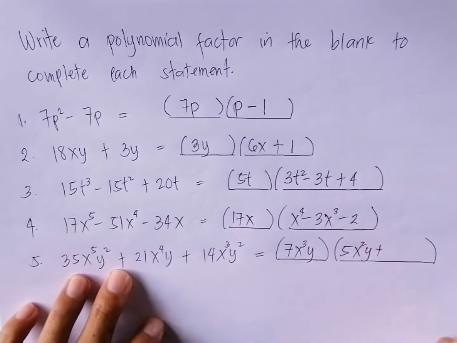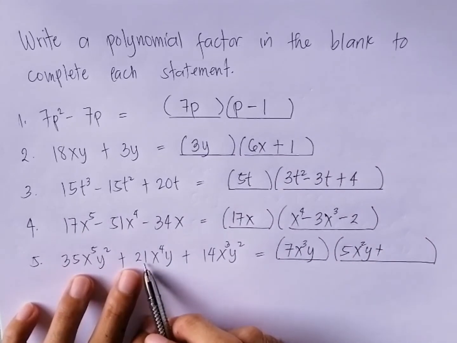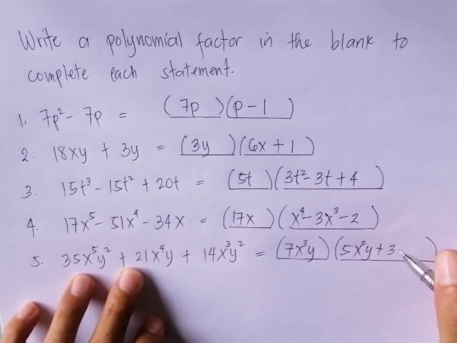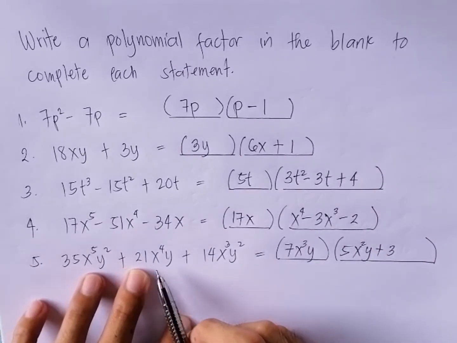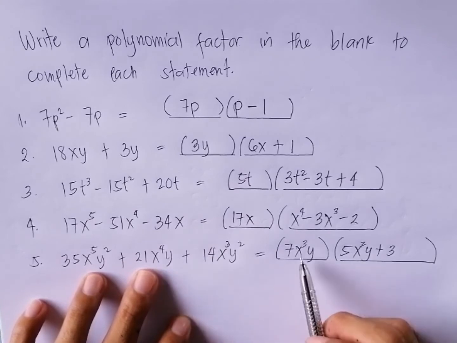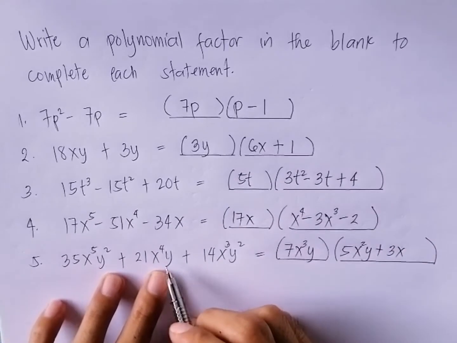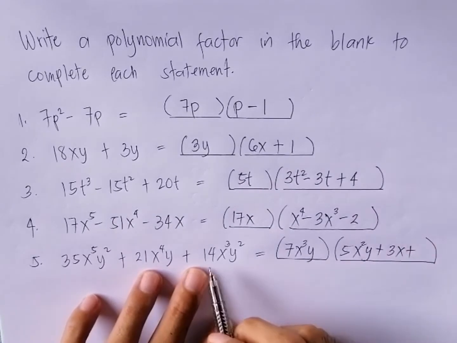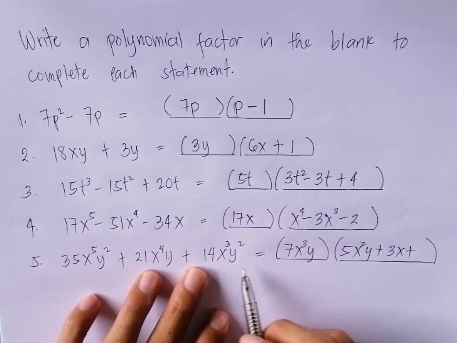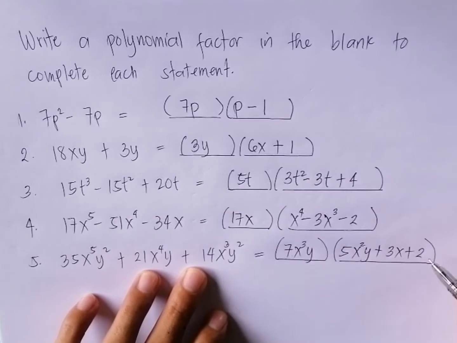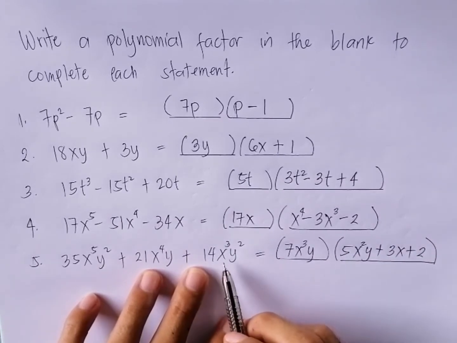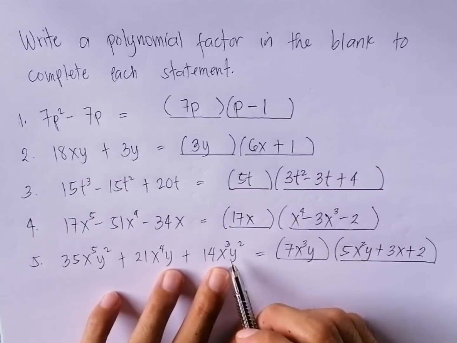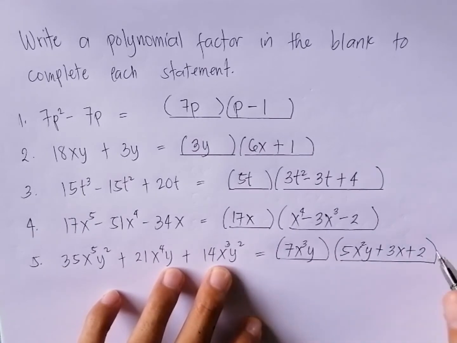Copy, plus. Then 21 divided by 7 is equal to 3. Then x raised to 4 divided by x raised to 3 is x. Y divided by y is equal to 1. Plus 14 divided by 7 is 2. Then x cubed divided by x cubed is equal to 1. Y squared divided by y is equal to y.